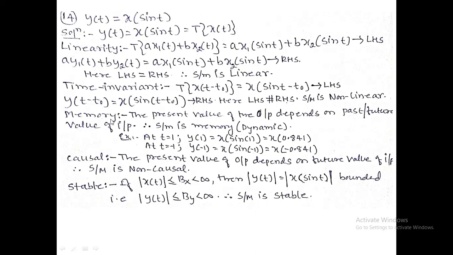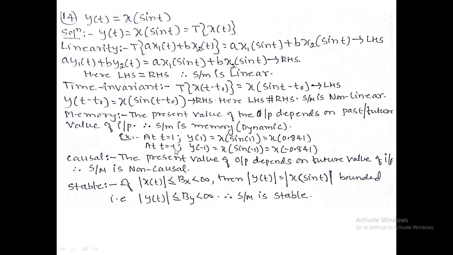Next property, memory. The system depends on the present value of the input, or past value of the input, or future value of the input. Here we see that the present value of the output depends on the past and future value of the input, and the system is memory or dynamic. Example, take t equal to 1, y of 1 equals x of sin of 1. Sin of 1 is 0.841, therefore x of 0.841. The present value of output y of 1 at t equals 1 depends upon the past value of the input at t equal to 0.841, and the present value of the output depends on past input.